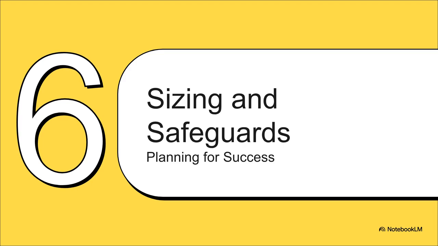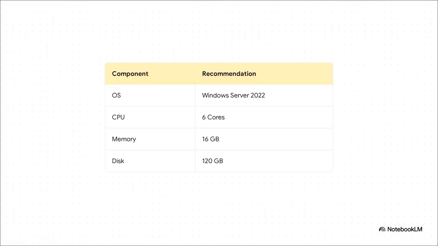Okay, before we wrap things up, let's talk about a couple of practical, real-world things. To make sure this whole solution is solid for the long haul, we need to think about sizing our server correctly and, of course, having a good backup plan. And you might be surprised at how little hardware you actually need. For a light to medium workload, you can run this entire thing on a single Windows Server 2022 VM. We're talking just 6 CPU cores, 16 gigs of memory, and a 120 gig disk. That is an incredibly small footprint for the massive value you're getting back.